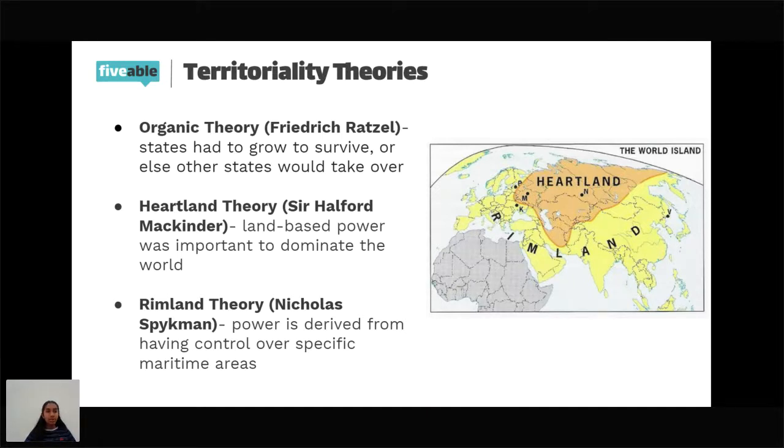So the Rimland Theory by Nicholas Spykman, he said that power is derived by having control over specific maritime areas. And as you can see on the map, the Rimland is the densely populated coastal area surrounding the heartland. And Spykman believed in the Rimland Theory because the Rimland has more access to various resources, and he placed a lot more value on sea power because obviously you have a lot more ports for trading and it's easier to travel out and explore to other countries.